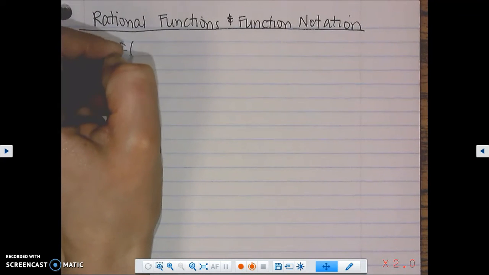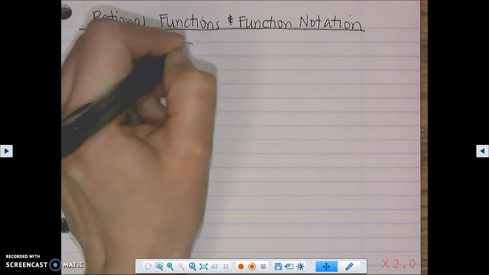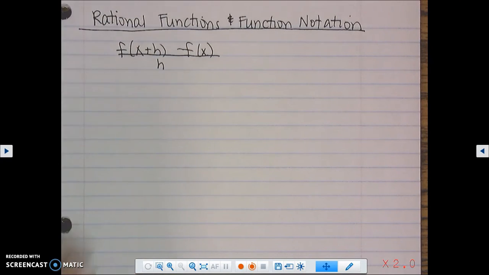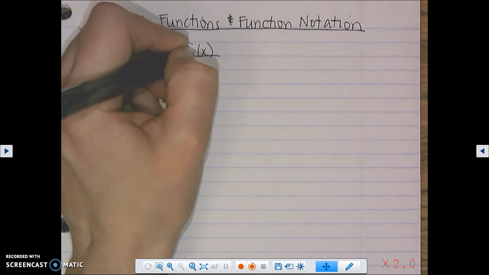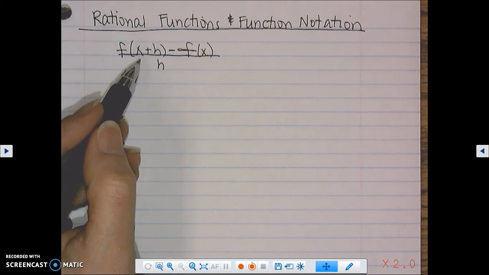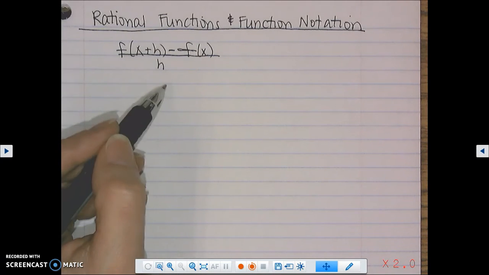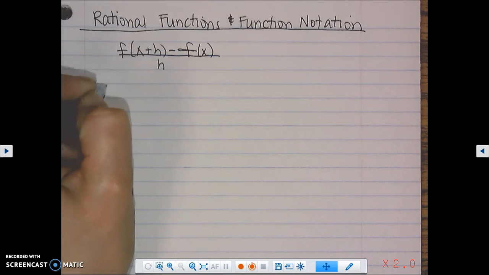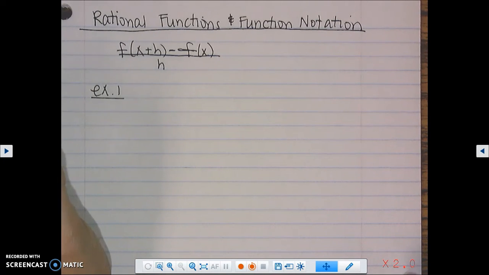I'm going to put our formula here again. And again, this is just the slope formula. So we have f of x plus h minus f of x all over h. That's our formula, and our function is just going to change for this. We don't have to graph anything for this.